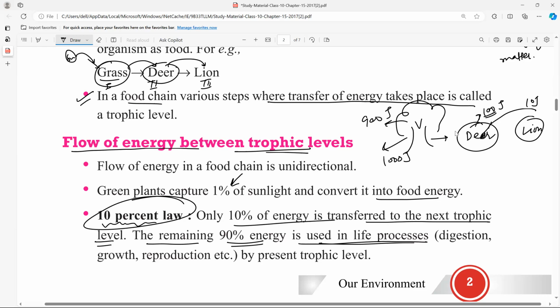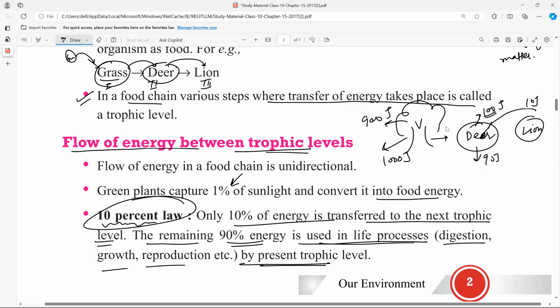So when the lion eats this deer, then 10% of the energy will be transferred to the lion, and 90% of it, 90 joule of energy, will be used by the deer for its own life processes, like digestion, reproduction, growth, etc., at its present trophic level. Understood?